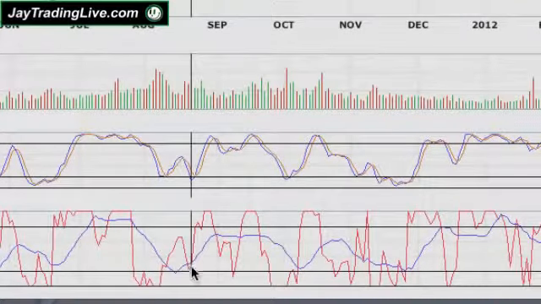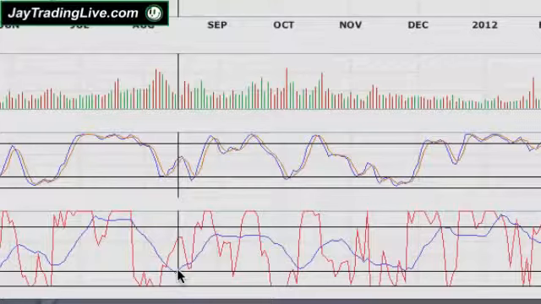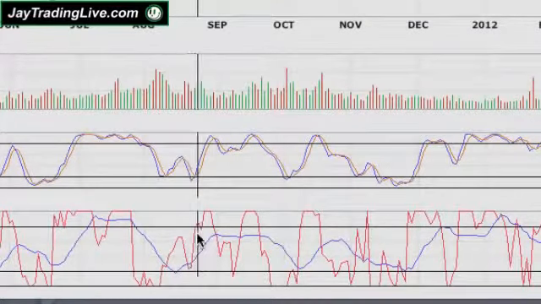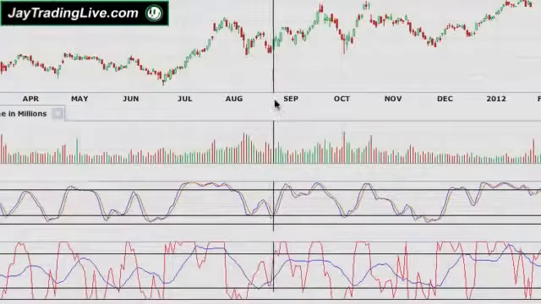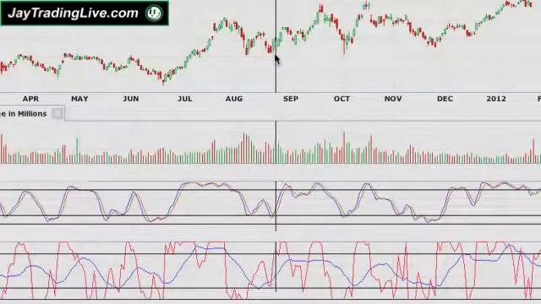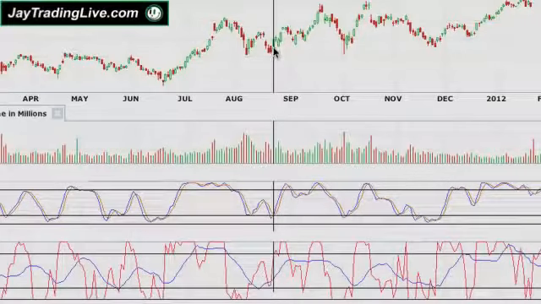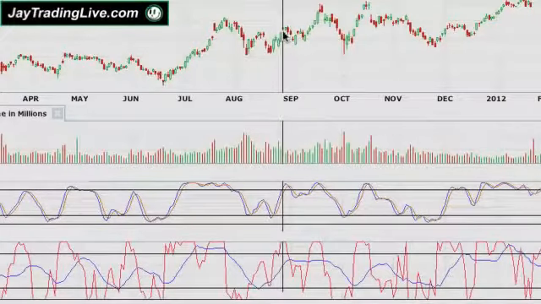which is what I call the V cross through. You see the signal line crosses through a red V here. And when that happens, as soon as that happens, that's a buy right there. So we would have got into Apple somewhere during this candle. And we got a nice move up.